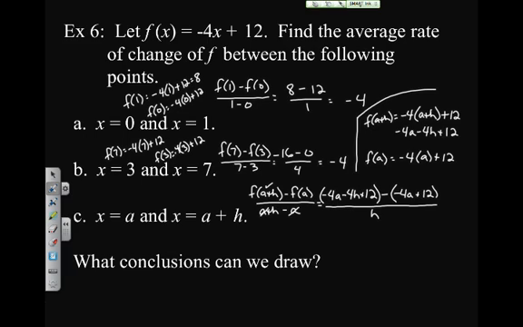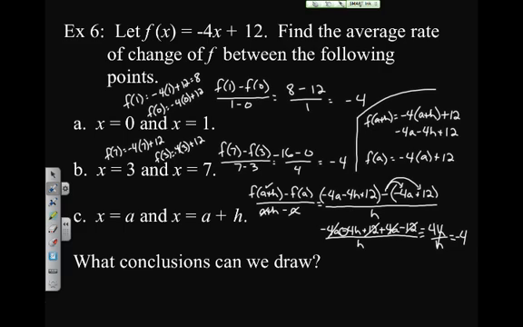So as we begin simplifying this, notice we want to distribute this negative to here and here. So we have negative 4a minus 4h plus 12 plus 4a and minus 12 when we distribute that negative. So what happens here? The 12s cancel out, the 4a's cancel out, and we are left with 4h over h. Then the h's cancel out. Oh, sorry, I missed this negative. Negative 4h over h, and we're left with negative 4.